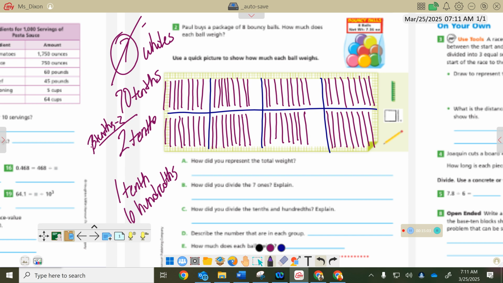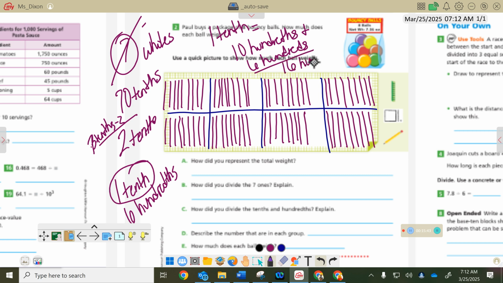You're right, I can't. But I could change this tenth into hundredths. How many hundredths would that be? If you said 10 hundredths, you are absolutely correct. So my 1 tenth that I have left would become 10 hundredths, plus the 3 hundredths that I already had, which would give me 13 hundredths.